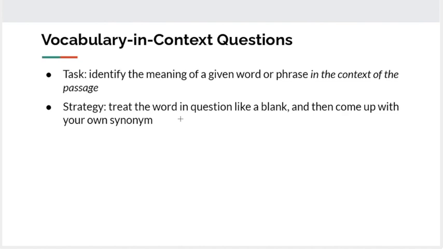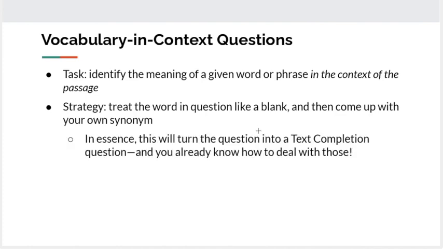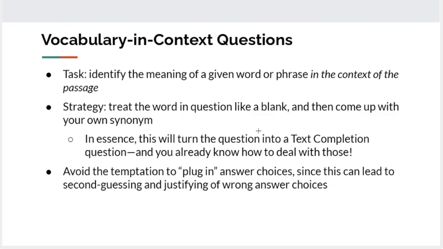So what that means is you can treat the word that they're asking about as if it were a blank, and then come up with your own synonym. We'll note that that's what we do with the text completion questions. Those start with blanks that we fill in. The difference is here, we're starting with a word that they're asking about, but if you treat that word like a blank, it basically turns this into a text completion question. And provided that you've watched those videos, you already know how to deal with those. If you haven't, you can consider this a little preview of the text completion section.